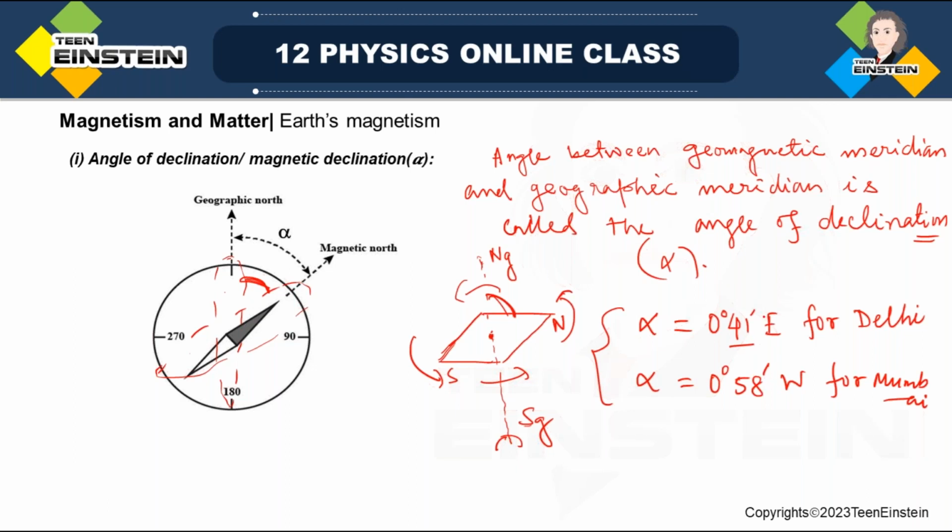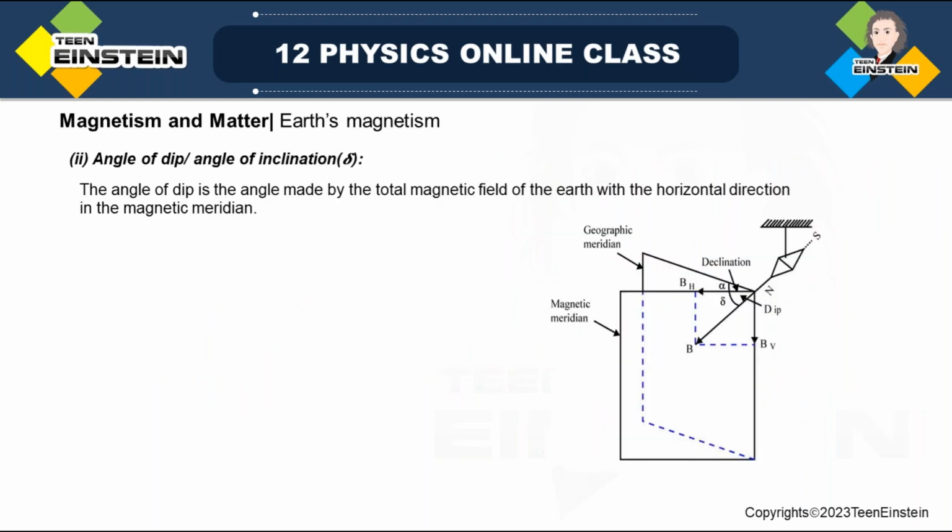Now we'll learn about angle of dip or angle of inclination. Angle of dip is the angle made by the total magnetic field of the earth with the horizontal direction of the magnetic meridian. It will be a little bit difficult to understand without the figure. Look, this is the figure.